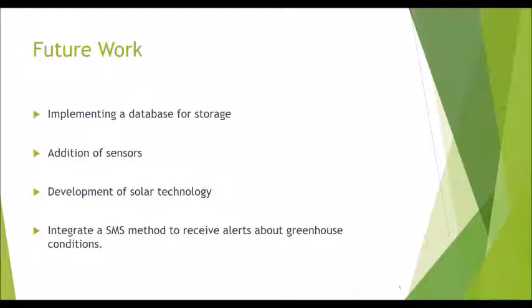Fourth, GSM and SMS can also be integrated into the system. These extra features will allow the system to directly alert the user of any abnormal changes in the greenhouse environment through the transmission of a simple short text message, especially if the user didn't have an internet connection to receive information from the system.